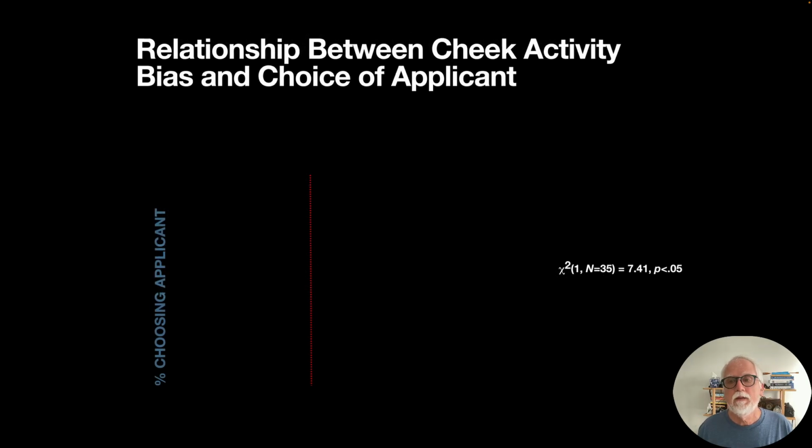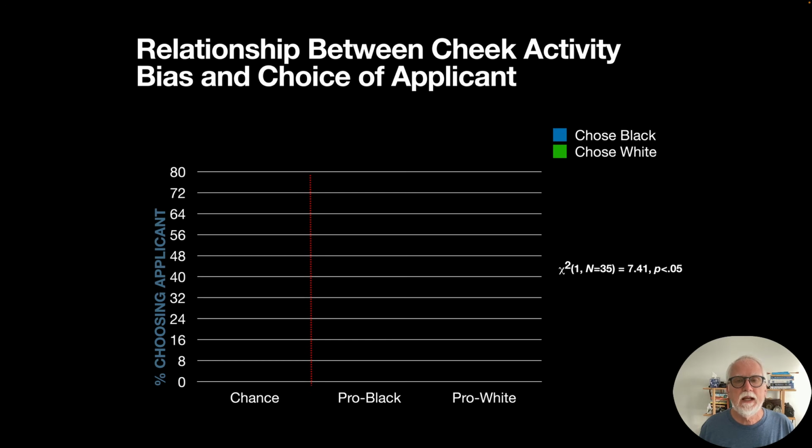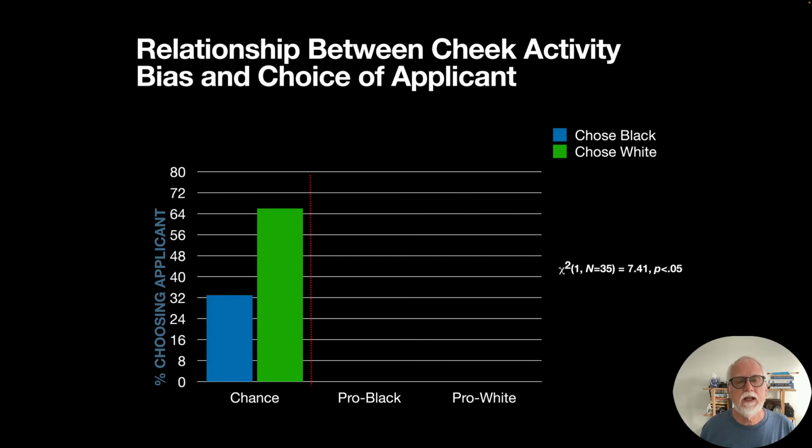Okay? So if you go back and think about that, we had 3 applicants and they were supposed to choose the best one. So just by chance, remember one of them was an African American applicant and the other 2 were white. So just by chance, if there was no bias whatsoever, we'd expect that about 1/3 of our participants would pick a black applicant and about 2/3 would pick a white applicant, right?